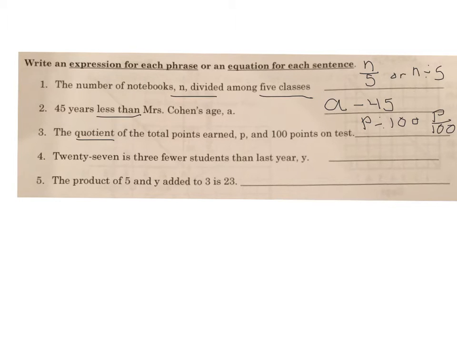Next, we have 27 is. We didn't talk a lot about is, but when you see the word is, think of equals. 27 is 3 fewer students than last year, and they gave us Y. So you could write this as 27 equals 3 fewer. There's that thing again where fewer, less than, means to subtract 3 than last year. So that would be last year Y minus the 3 would give us 27.